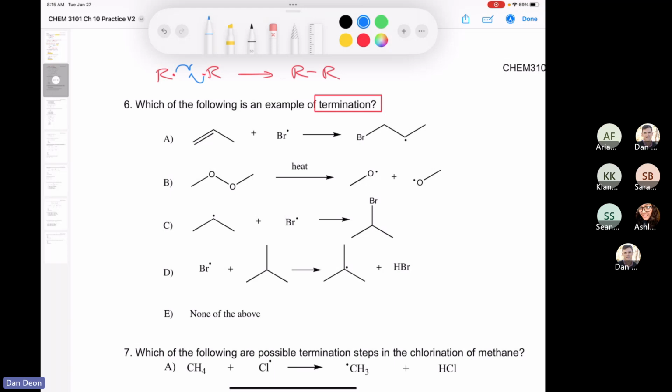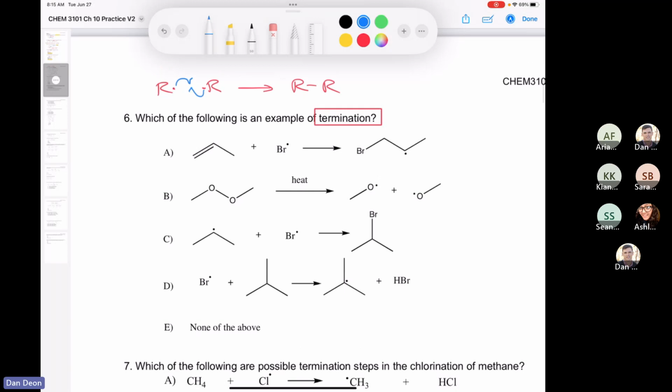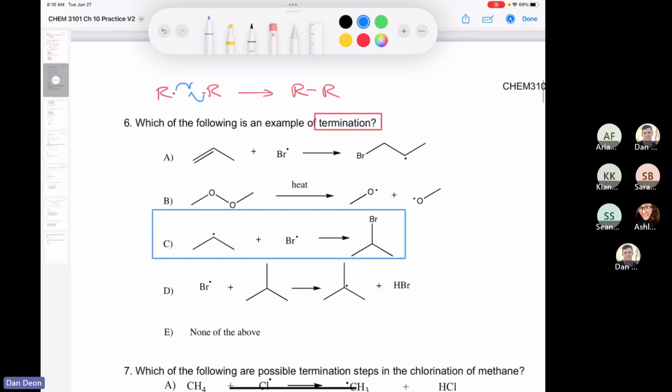So which one of these looks like the best answer? It's not a trick question, I don't think. So termination, it would be C, right? C is the one where we have two radicals. We're adding a propane radical and a bromine radical, and we're ending up with bromopropane, and then we have no radical.